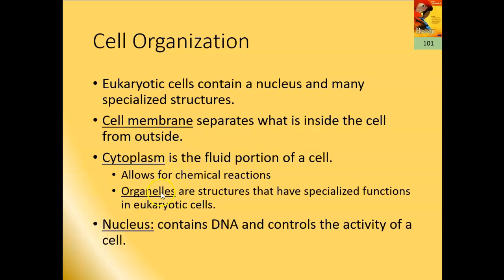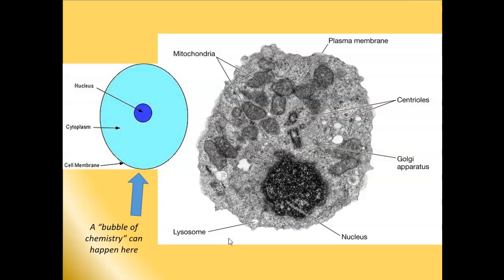Then we've got organelles that are specialized structures within the cytoplasm. And then finally, we've got the nucleus, which contains the DNA and controls the activity of the cell. So here's just kind of a visual. You can see the nucleus, you can see the cytoplasm, here's the cell membrane, and again, you can kind of think of this as a bubble of chemistry that can happen inside of here. And then here's just kind of a visual looking at a cell. You can see the cell membrane on the outside, sometimes called the plasma membrane. All sorts of things on the inside, your Golgi, centrioles, mitochondria, and so on. And then the nucleus right there.